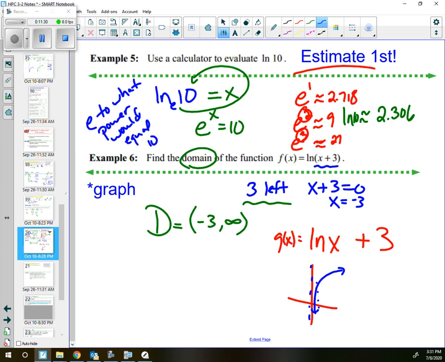What would your domain be? Well, it would still be 0 to infinity. A vertical shift up 3 does not affect your domain, but it definitely affects the domain if you shift left and right for a log function.